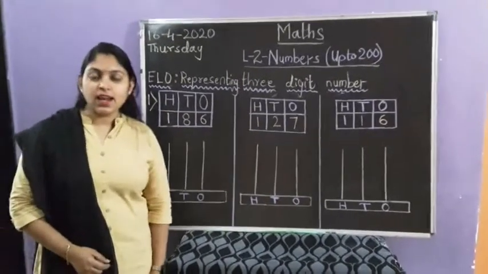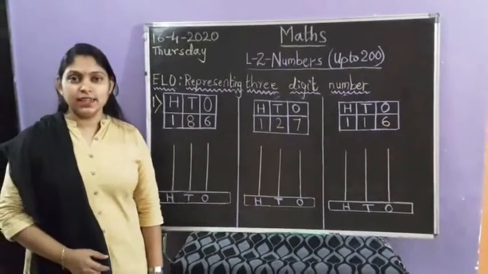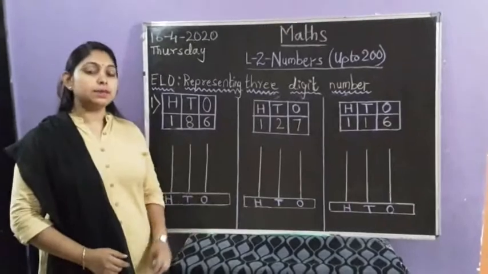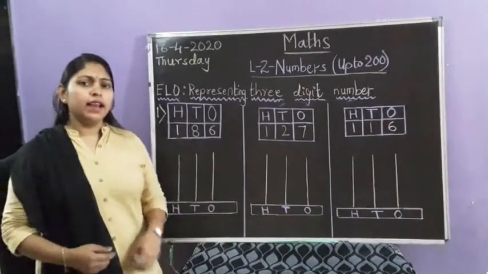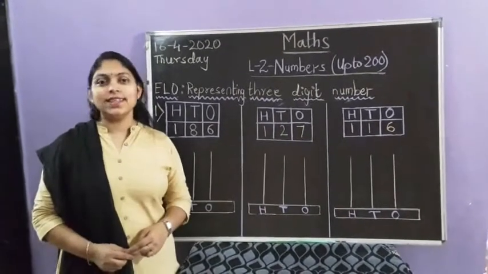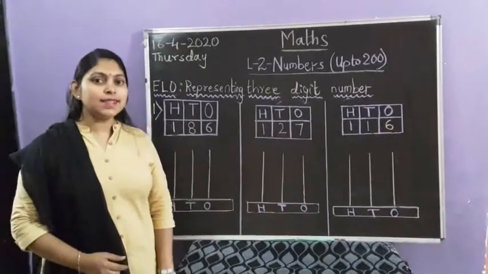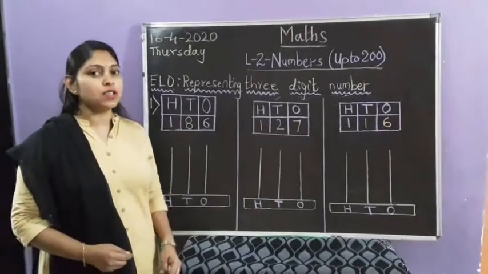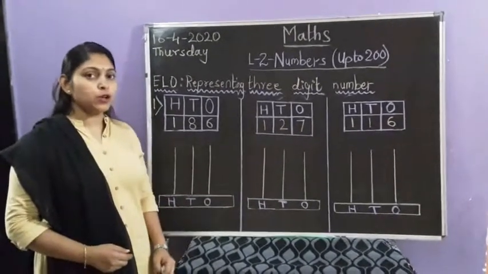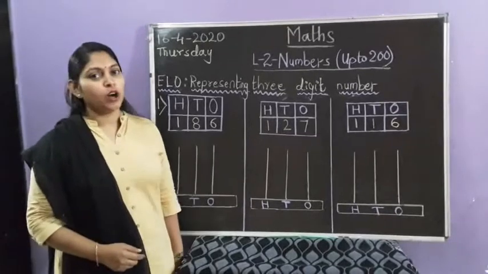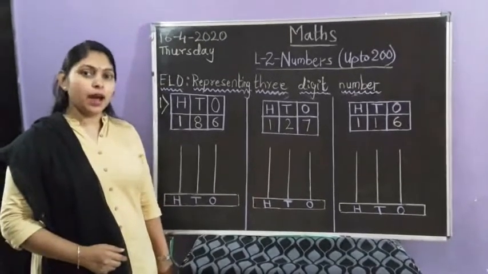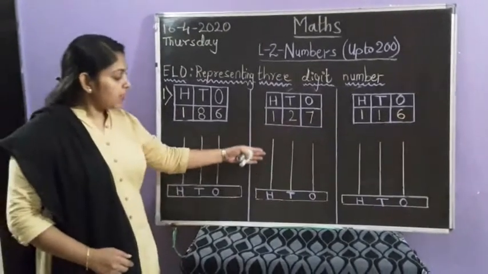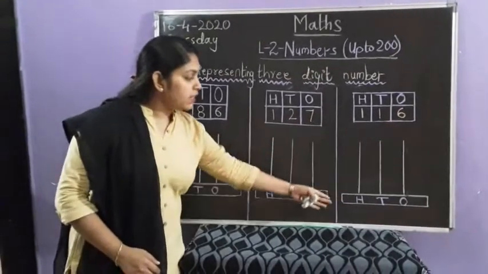So children, our next topic for the day is how to represent a 3-digit number in a spike abacus. Let us first know what is an abacus. An abacus is an instrument that is used to count a number and also to know the place value of a given digit or a number. So here you can see abacus looks like this.